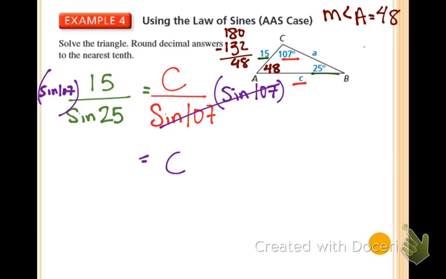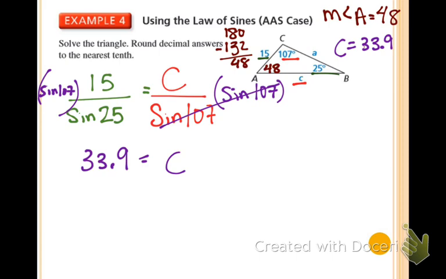So you type that directly in your calculator: sine of 107 times 15 over sine of 25. Round to the nearest tenth. What do we get? 33.9. Do we all agree? Yes. Okay, 33.9. I'm going to write it off to the side here: C equals 33.9.